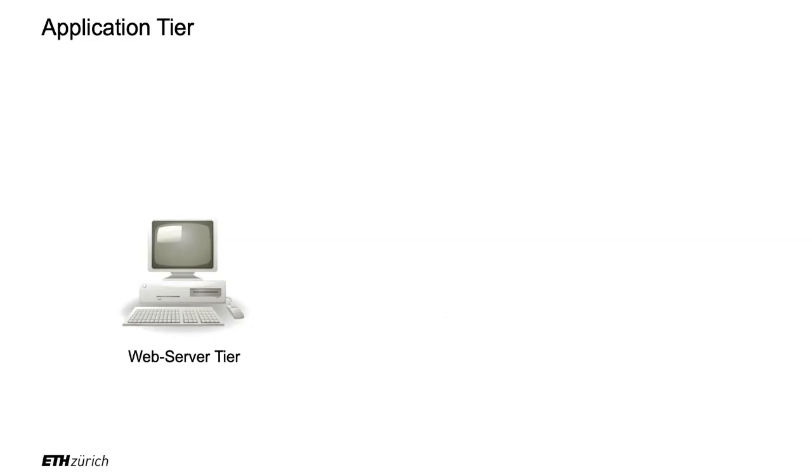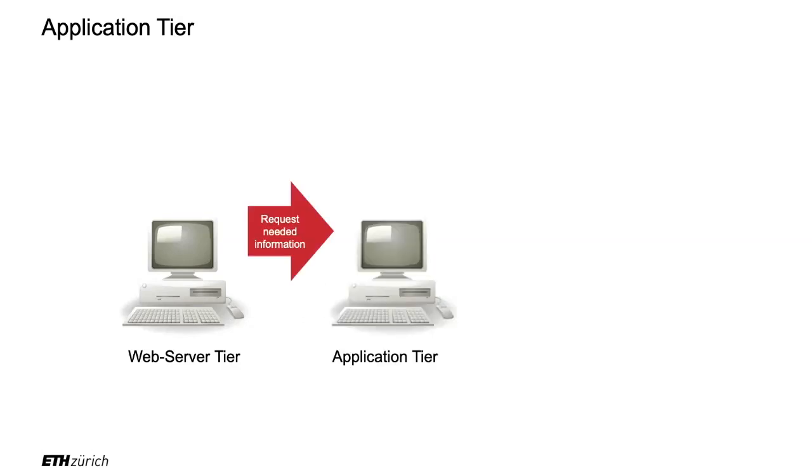So these application servers do fancy things. It's called business logic, right, by the business people. So the web server tier, the one we discussed already, has to generate the HTML pages with the contents and the CSS and images and so on. In order to know what to put on these pages, it has to request that information. So it connects to the application tier.